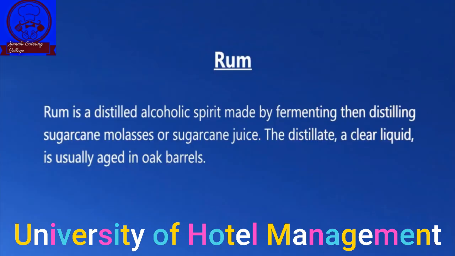Rum. Rum is a distilled alcoholic spirit made by fermenting, then distilling sugarcane molasses or sugarcane juice. The distillate, a clear liquid, is usually aged in oak barrels.